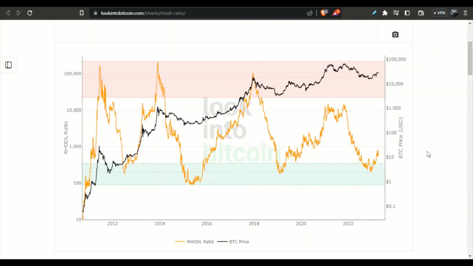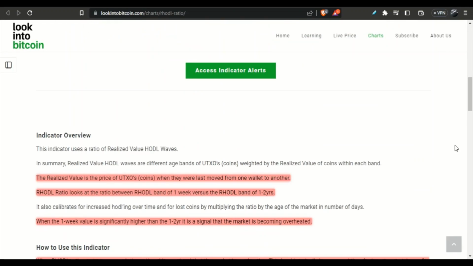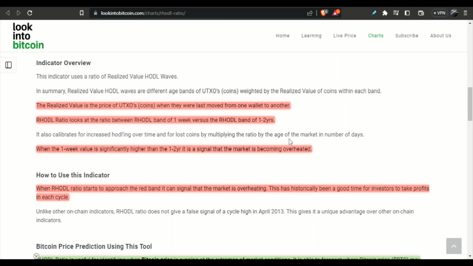So how does this indicator work? The RHODL ratio is the realized RHODL 1 week over RHODL between 1 to 2 years, times total market age. Don't let it complicate you. We're deep diving into this and explaining it in very detailed fashion.